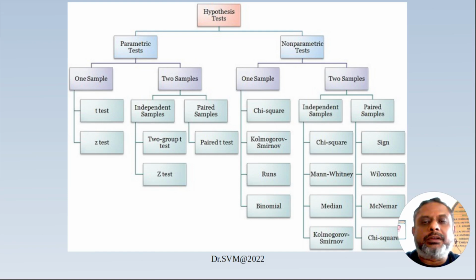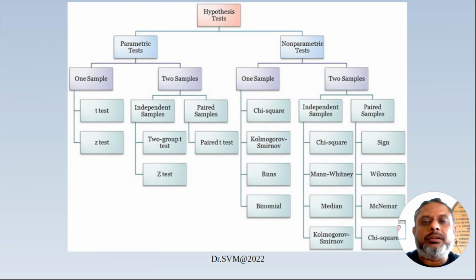So it can be done parametrically or non-parametrically. Under parametric single sample, it can be t-test, z-test. Under parametric two samples, it can be done for independent sets using two group t-test or z-test, or it can be paired samples where we can go for paired t-test. Paired samples means one element of one sample has a pair in the other sample.